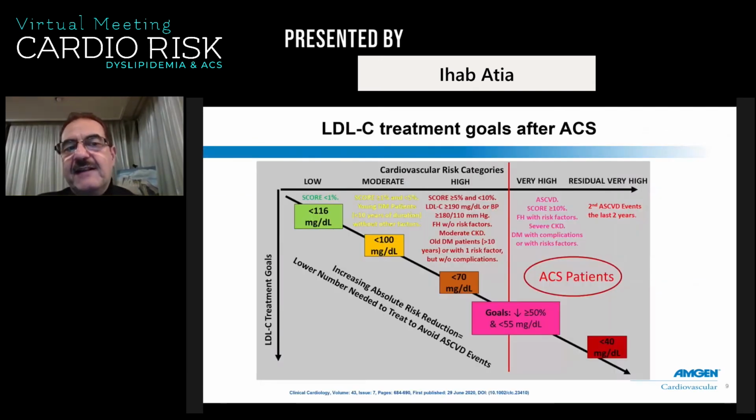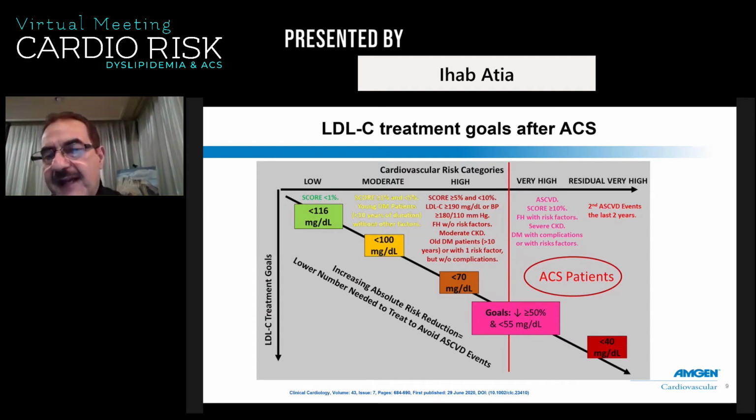When you look at the different risk categories, and you look at the ones we're talking about today, the ACS patients, they are the ones on the right, the very high risk, and these are the ones where you should reach a goal of less than 55 milligram per deciliter and a reduction of 50% or more from baseline in LDL. And this very ambitious goal they put for the patients with residual very high risk, these that develop a secondary atherosclerotic cardiovascular event within the last 2 years, even if it's different than this index event.